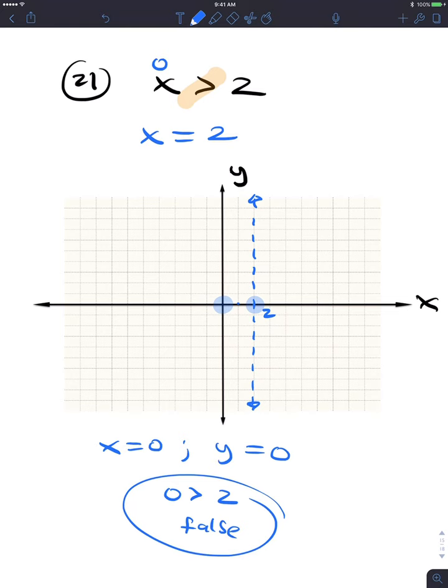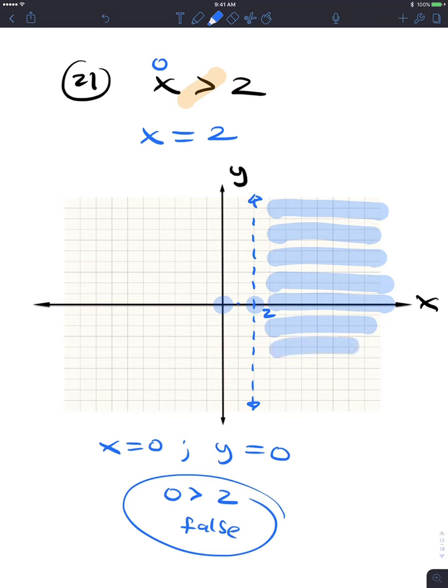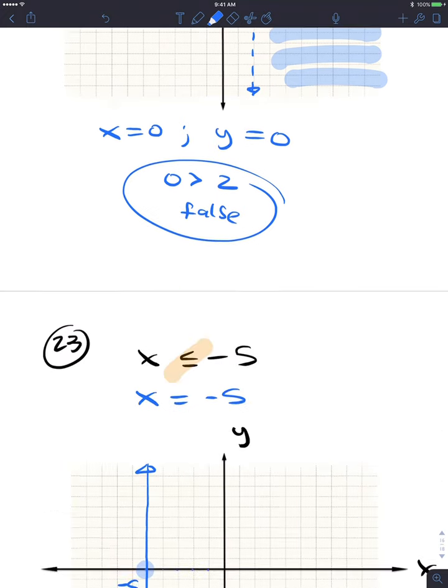This dotted line separates my region here, or the Cartesian coordinate, into two different regions, one to the left and one to the right. So what this false statement really says is shade the right region because that's the region that does not include the what? Test point. So here's number 21. This is what you should see.